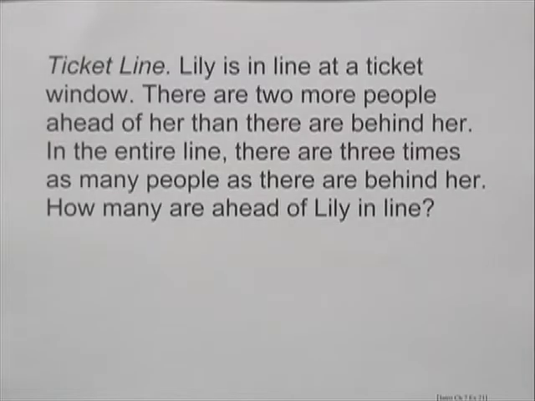Lily is in line at a ticket window. There are 2 more people ahead of her than there are behind her. In the entire line, there are 3 times as many people as there are behind her. How many are ahead of Lily in line?